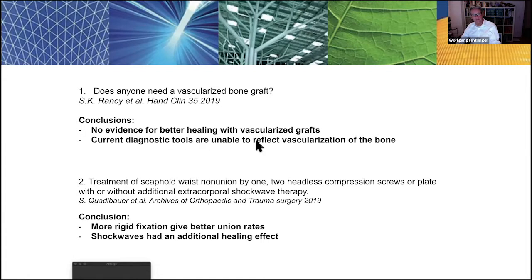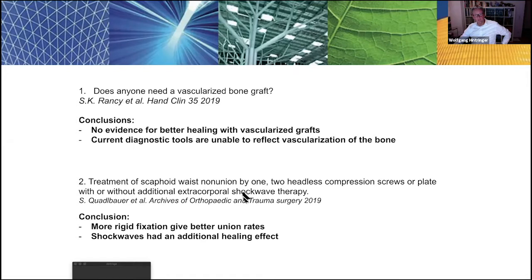Current diagnostic tools are unable to reflect vascularization of the bone. There is the question again, if we have in the MRI, a gadolinium MRI, a black proximal pole, does that mean it has no vascularity? I don't think so.